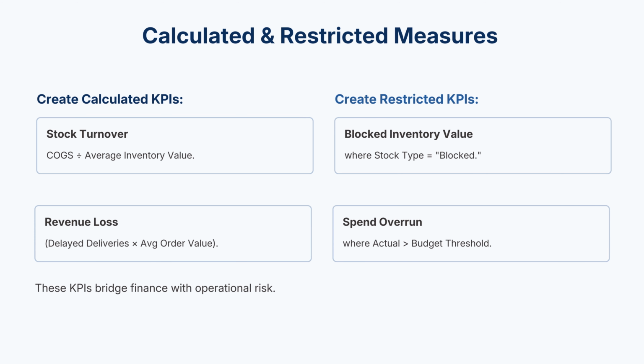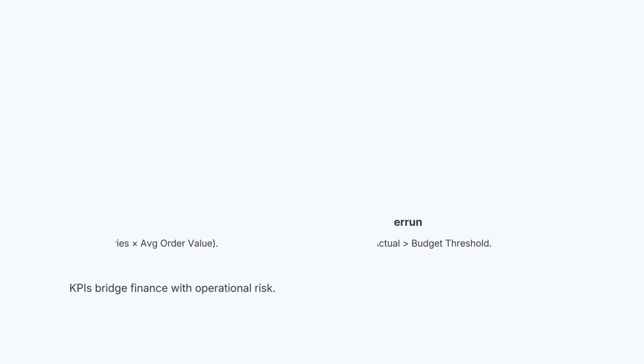Calculated and restricted measures. Create two types of measures. Calculated KPIs include stock turnover, average inventory, revenue loss, delayed deliveries, and average order value. Restricted KPIs focus on specific scenarios like blocked inventory value or spend overrun. These help CFOs visualize exceptions and risks instantly.